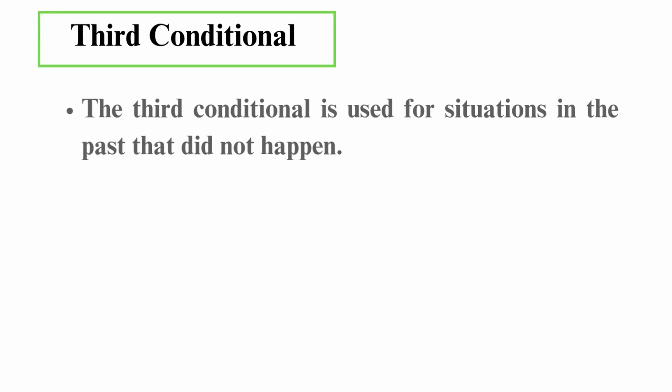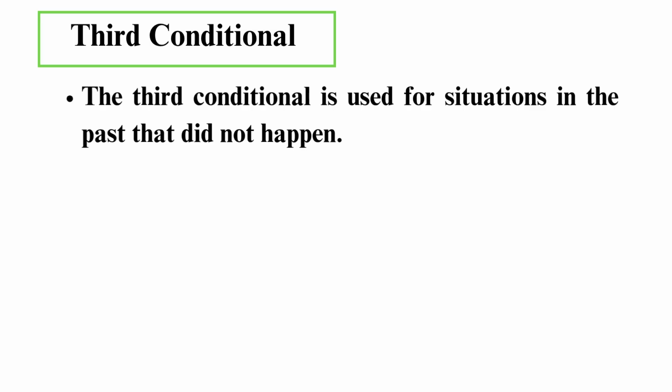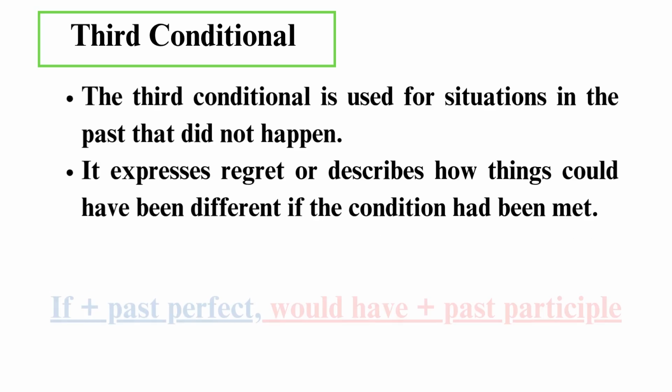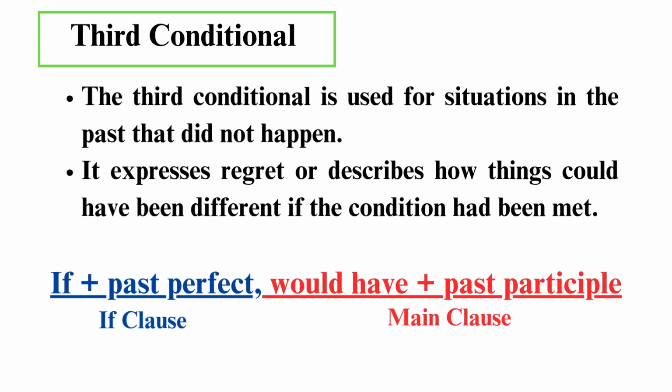Lastly, we have third conditional. The third conditional is used for situations in the past that did not happen. It expresses regret or describes how things could have been different if the condition had been met. In the third conditional sentence, we use if plus the past perfect tense in the if clause and would have plus the past participle in the main clause. Let's have a look at a few examples.